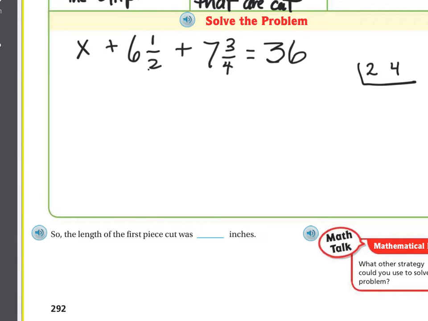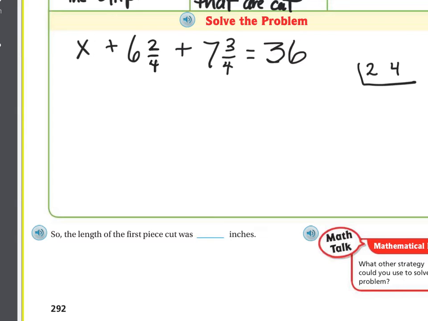Okay, so hold up your hands and show me your common denominator, your LCD. If you have a 4, you're correct. So let's change 6.5. What's my new denominator going to be? 2/4.